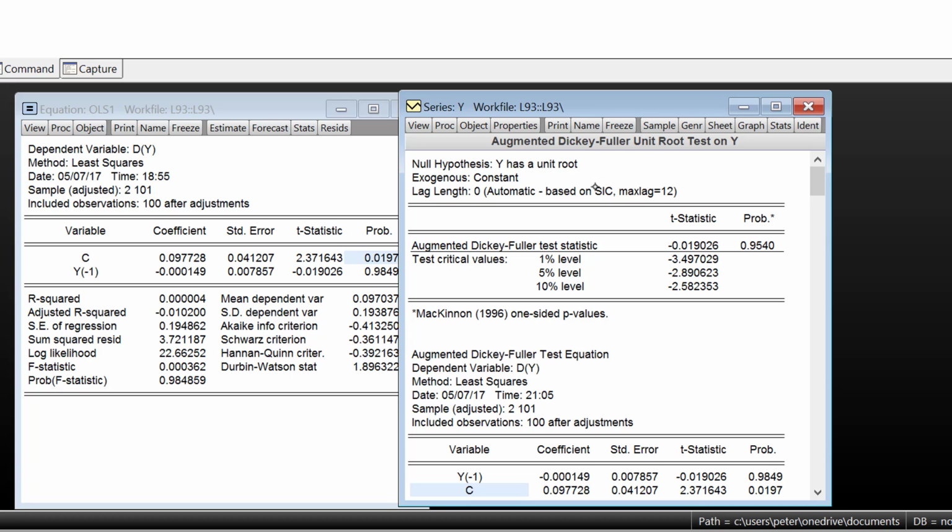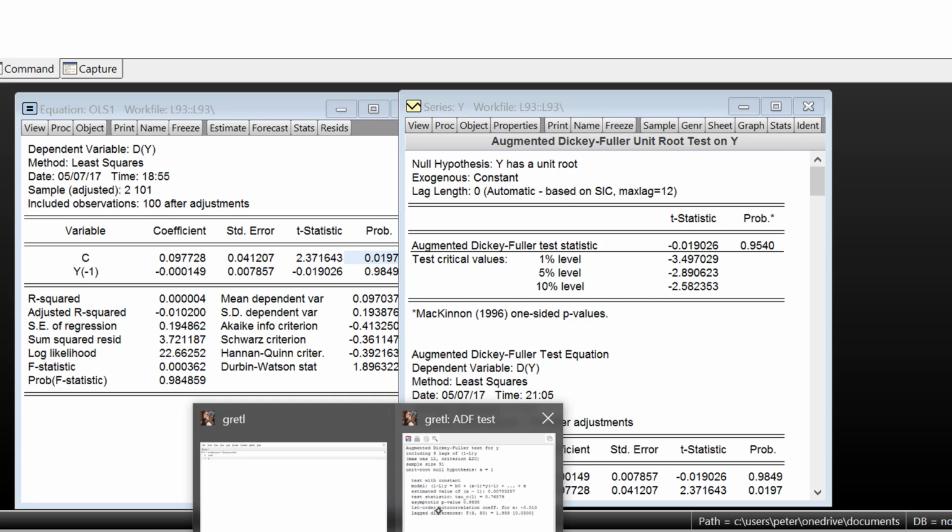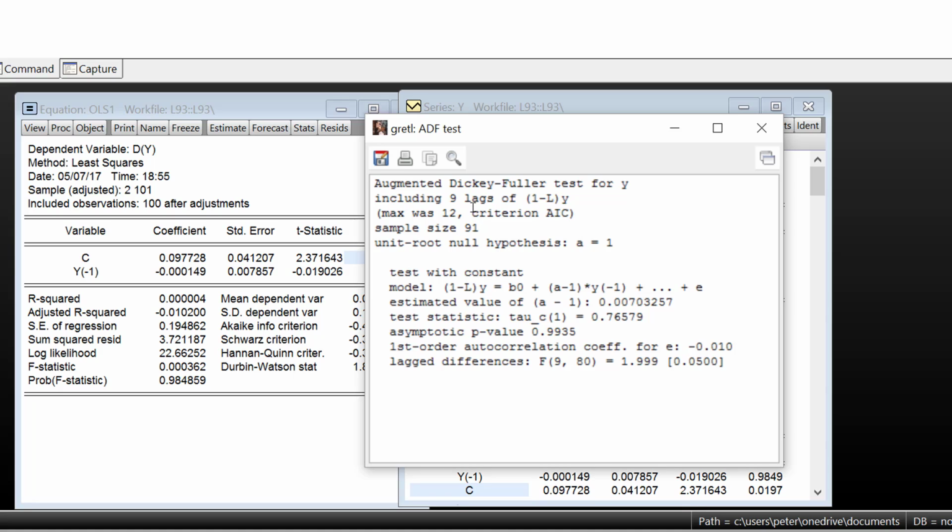I think that eViews is testing up, that is, it starts with 0 lags and then adds 1 lag to see if that improves the fit. If it does, it adds a second one. While I think that Gretl is testing down. So it starts with 12, checks if there's an improvement going from 12 to 11 and so on. In any case, the result is the same, however, namely that we should not reject the null.